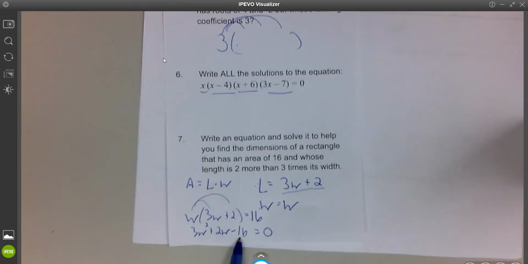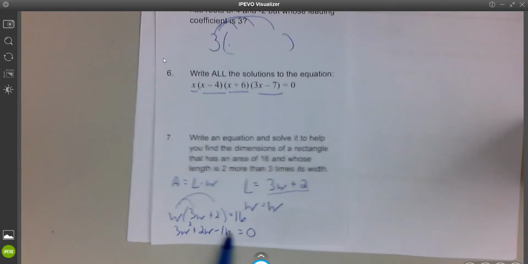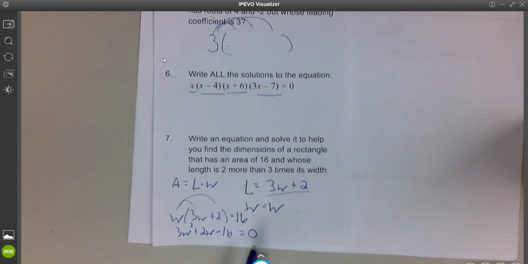Look familiar? Sure it is. It's an X method problem. Go ahead and finish solving this by setting up the X method and factoring, and then set your factors equal to 0.